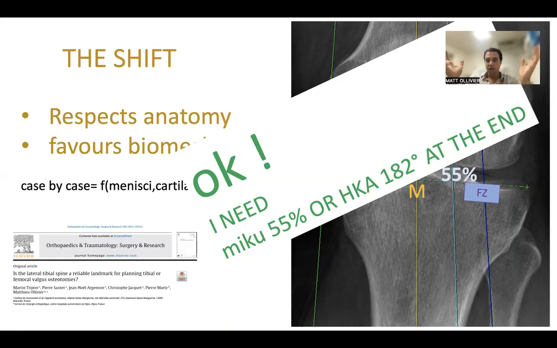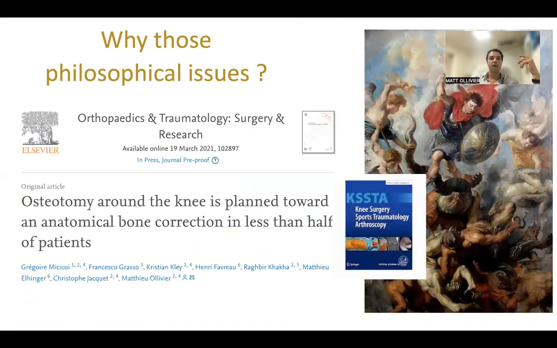And lucky us, Mother Nature gave us a magic landmark, the lateral tibial spine. In any ethnicity, any age, any gender, the lateral spine is at 55% of the tibial width. So it's the perfect 55% Fujisawa point. And we published that last year in the French journal. Why is it important to discuss that?